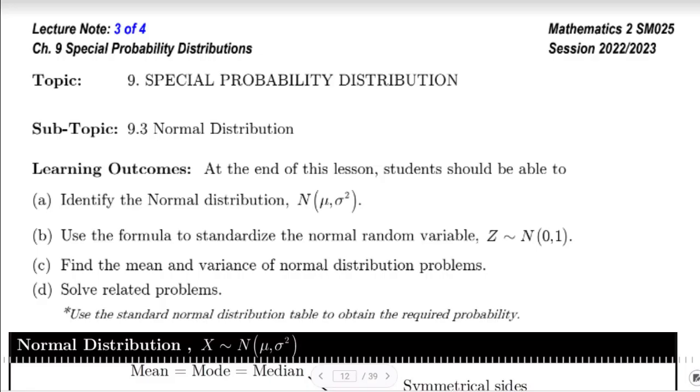Subtopic 10.3 Normal Distribution. Learning outcomes. At the end of this lesson, students should be able to identify the normal distribution, standardize the normal random variable, determine the mean and variance of the normal distribution problems, and also use the normal distribution to solve related problems.